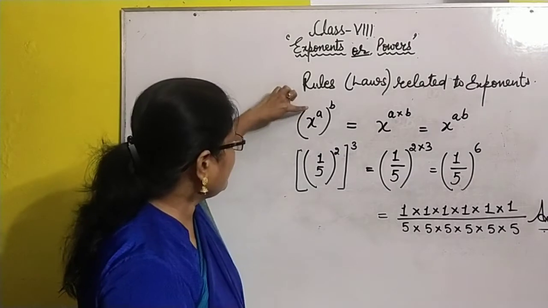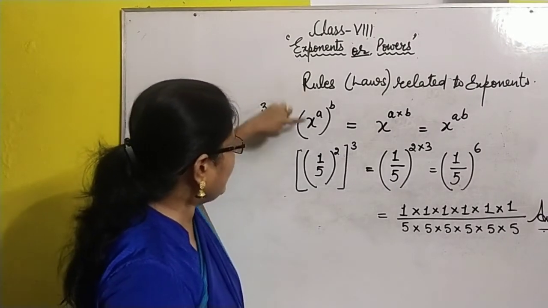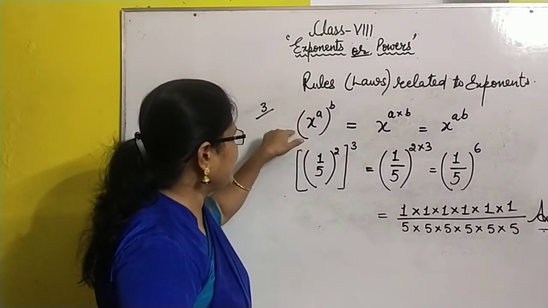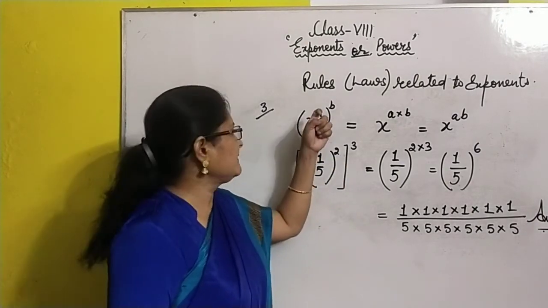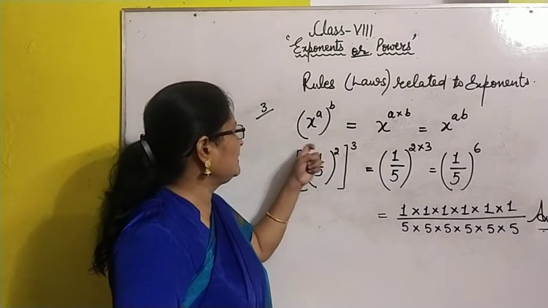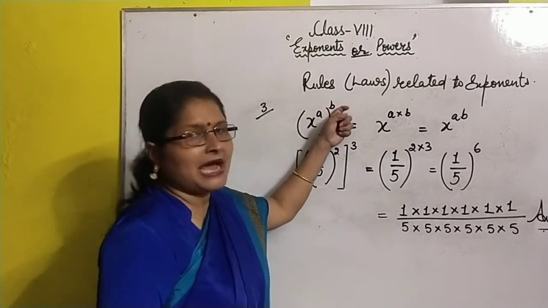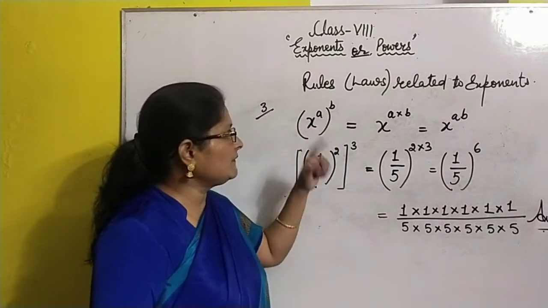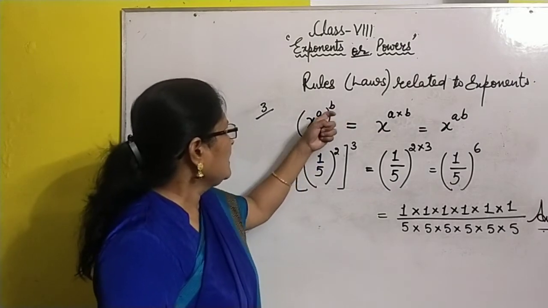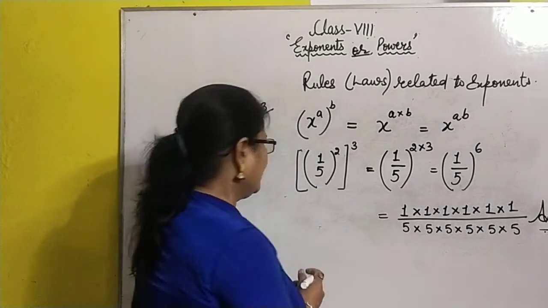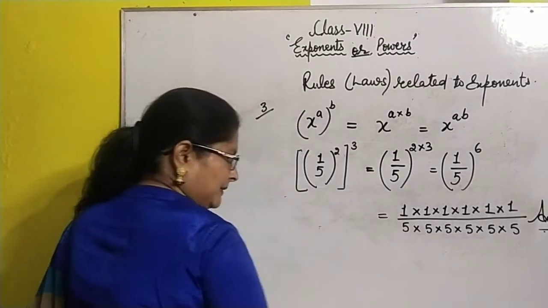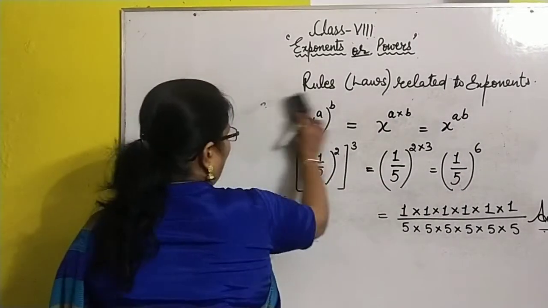Here again I am revising that if one base is there and the power of that base is A in the bracket, and a second power is also there, so what will you do? You will remove this bracket and you will multiply both the powers in the next step. Now I am taking the fourth law.